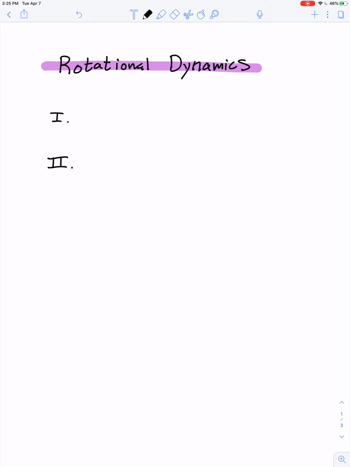So far, our study of rotational dynamics has been focused on torque, rotation of rigid bodies, and rolling motion. So the second part of our study is going to be focused on angular momentum.